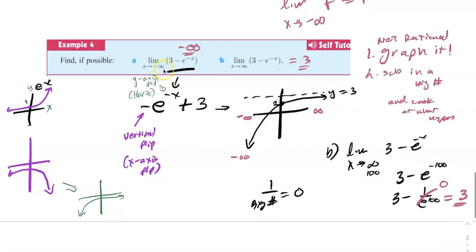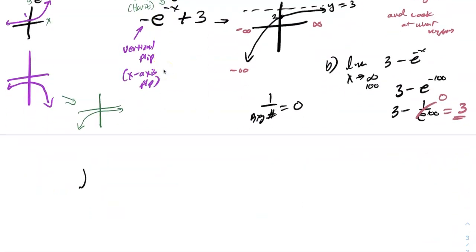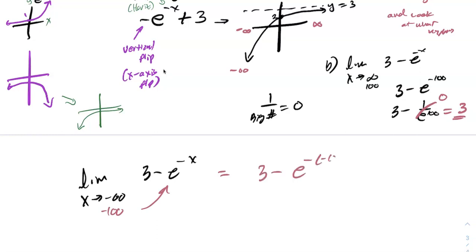If you want to get the other side, the limit as x approaches negative infinity of 3 minus e to the negative x, right? So let's pretend it's like negative 100. So when I substitute it in, I get 3 minus e to the negative times negative 100. Well, those double negatives cancel out. You just get e to 100. Well, e to 100 is a massive number. So you got 3 minus a really big number.